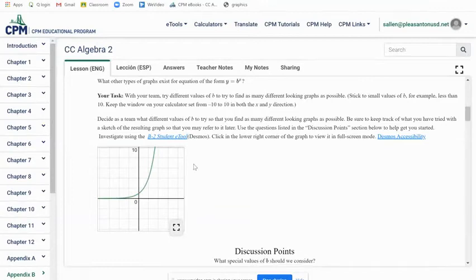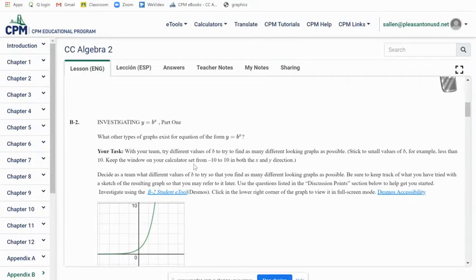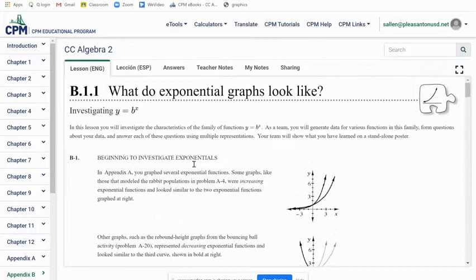Okay, so this is just a quick introduction so you guys can start your classwork for today. We are now moving on to Appendix B. We're working with section B.1.1, and we're actually only doing problems 1 and 2 today.